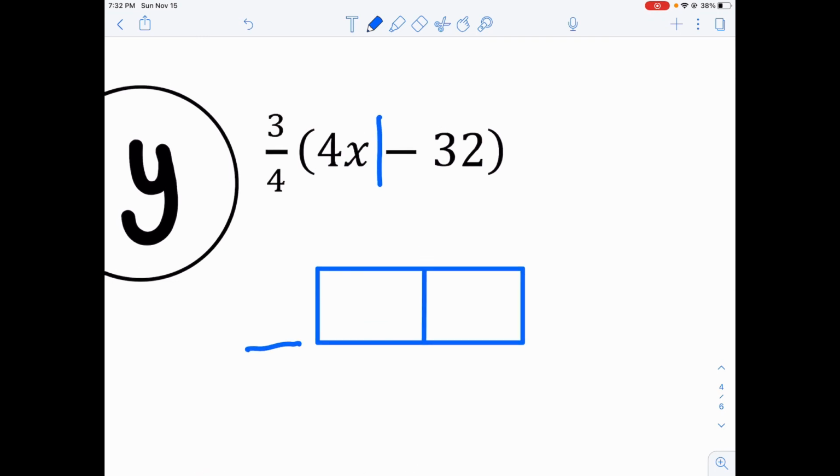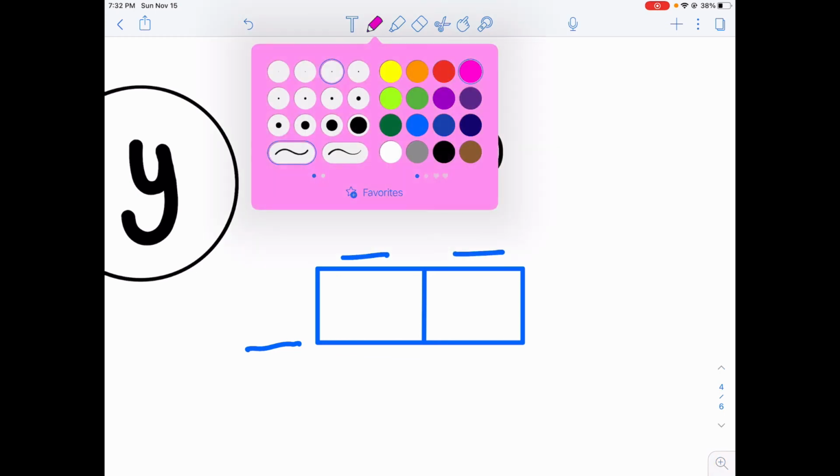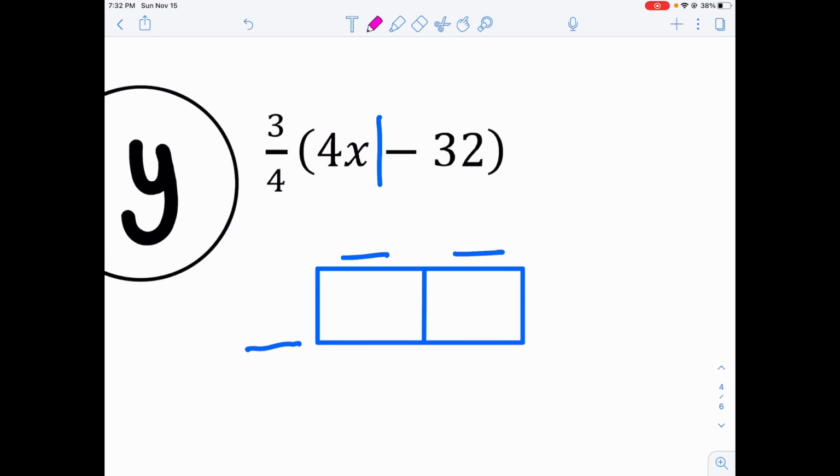Remember, we need a number in front, a number above, and a number above. So here we go. 3/4 is in front of the parentheses, so 3/4 goes in front of the boxes. My first term in the parentheses is 4x, so the term above the first box is 4x. And then -32 is what I'm left with, so that goes above the second box. And now we're going to go ahead and multiply to get what goes inside of the boxes.